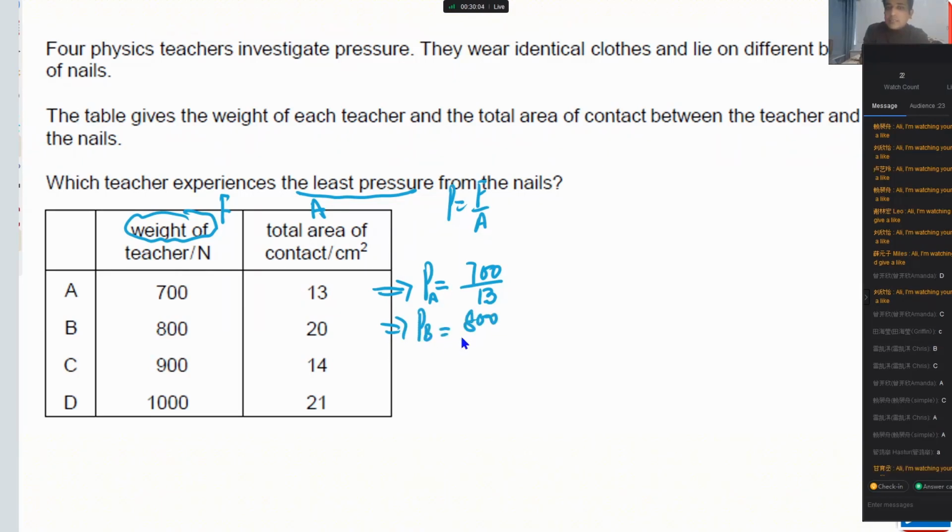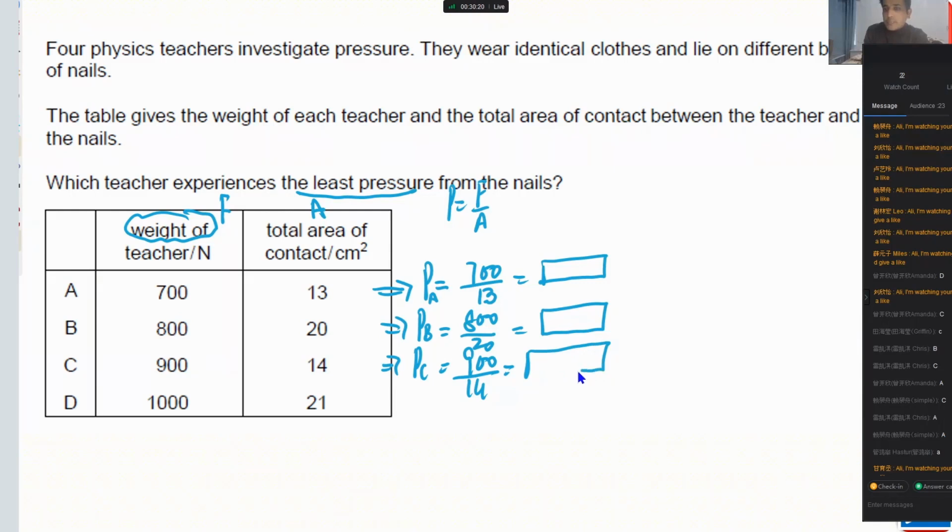So this one is 800 divided by 20. You will get some answer here. And if you do this one, you will get your answer here. And for this one, PC, you have 900 divided by 14, you will get your answer here. And for the last one, D, this is 1000 divided by 21, you will get your answer here. Then among all these answers, you need to choose the least one, the smallest one. So now tell me what is the answer, please.